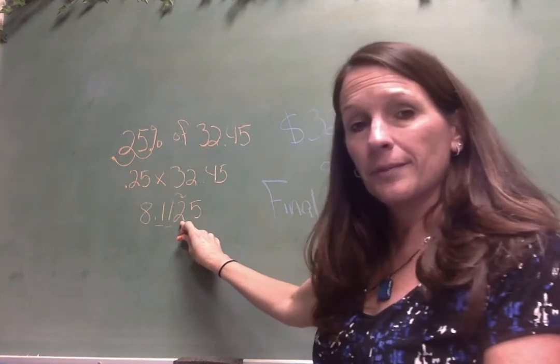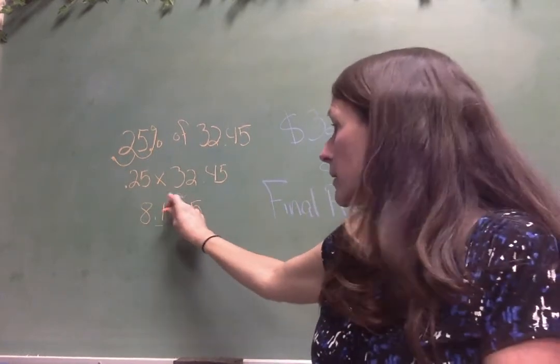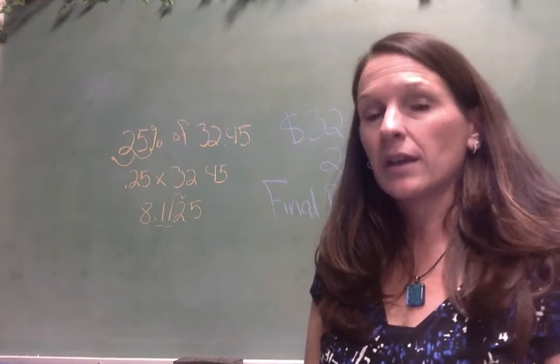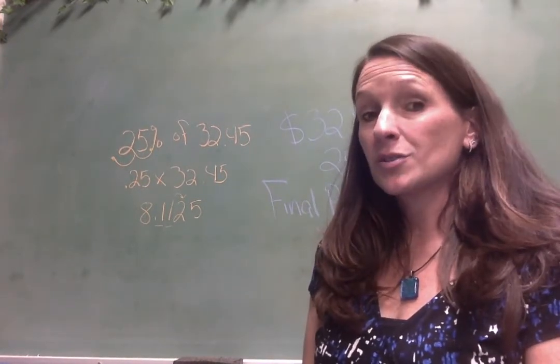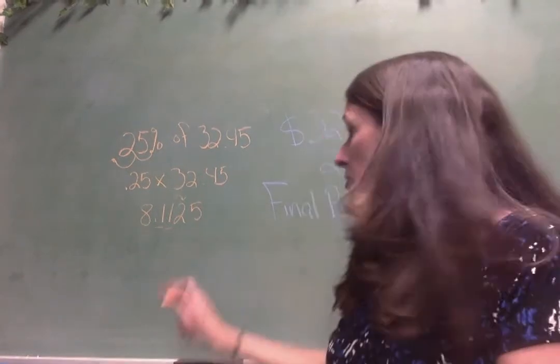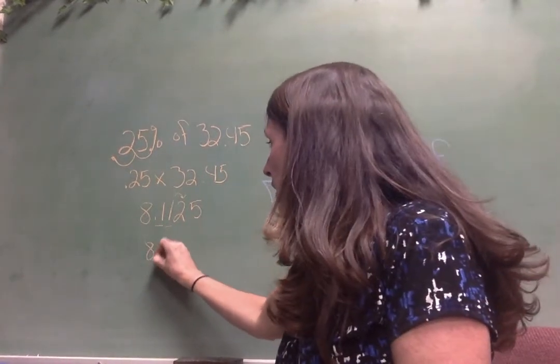So I'm looking at the 2. Does the 2 tell me to raise the 1 or keep it the same? So I want you to think 5 or more, raise the score. 4 or less, let it rest. I'm going to let it rest. So this ends up being 8.11, okay?